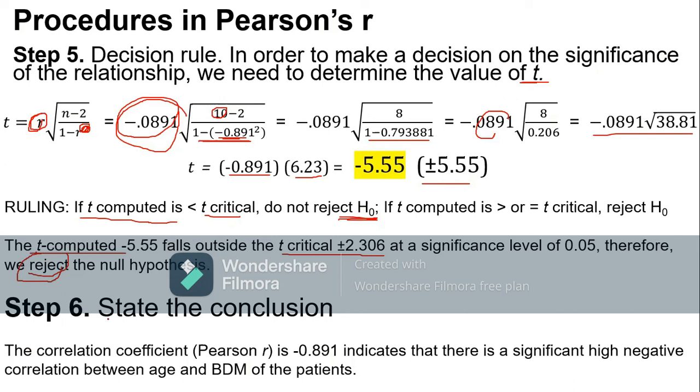Okay? So our conclusion, the correlation coefficient or the Pearson r is negative 0.891, indicates that there is a significant high negative correlation between the age and BMD of the patient. Ibig sabihin na depende daw sa age yung intensity ng bone disease. Okay? So yan, class, in conclusion, kaya meron yung table.